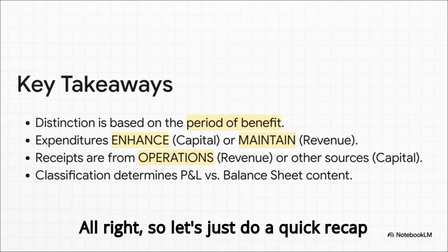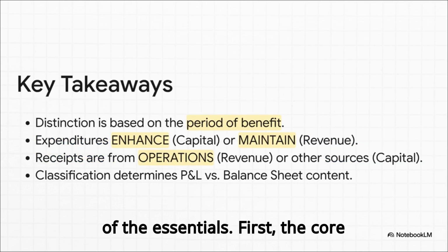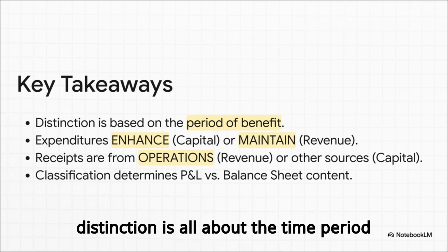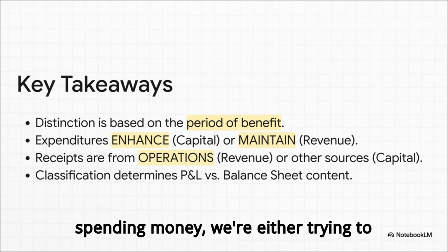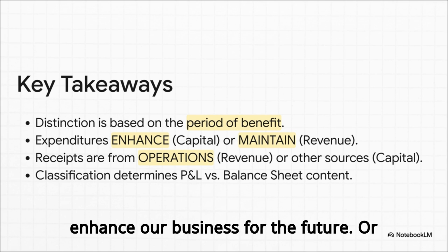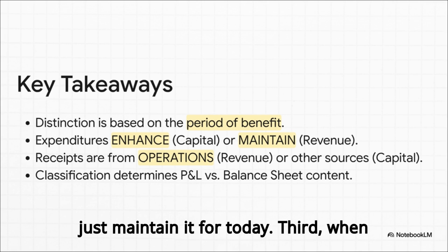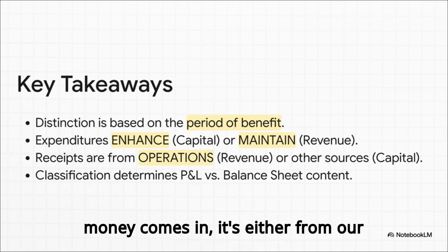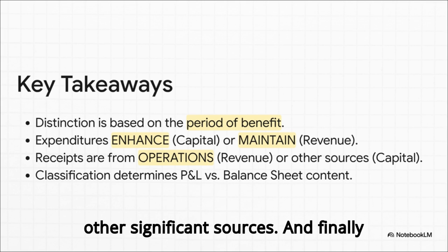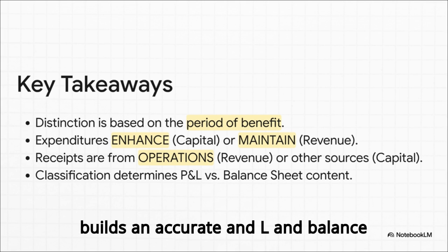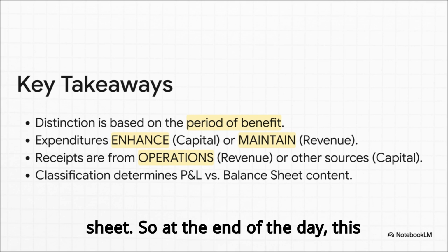All right, so let's just do a quick recap of the essentials. First, the core distinction is all about the time period of the benefit. Is it long-term or short-term? Second, when we're talking about spending money, we're either trying to enhance our business for the future or just maintain it for today. Third, when money comes in, it's either from our normal day-to-day operations or from other significant sources. And finally, getting this classification right is what builds an accurate P&L and balance sheet.